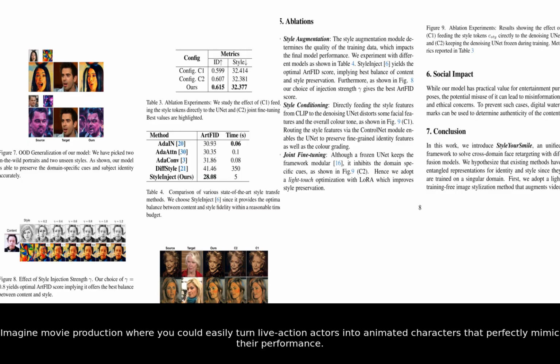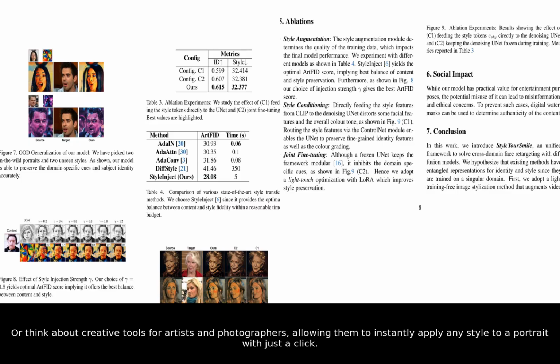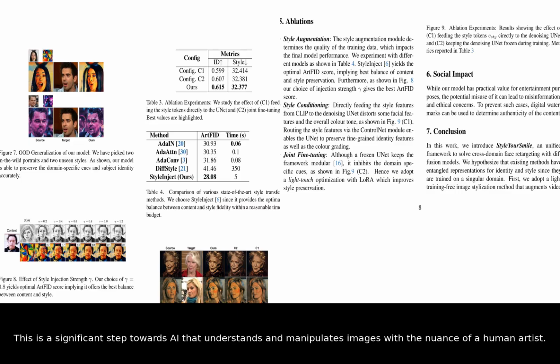Imagine movie production where you could easily turn live-action actors into animated characters that perfectly mimic their performance. Or think about creative tools for artists and photographers, allowing them to instantly apply any style to a portrait with just a click. It could even lead to next-generation avatars for virtual reality that are both highly personalized and artistically expressive. While the researchers correctly mention the need to consider ethical implications to prevent misuse, the creative potential is enormous. This is a significant step towards AI that understands and manipulates images with the nuance of a human artist.